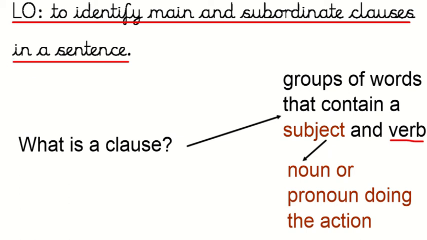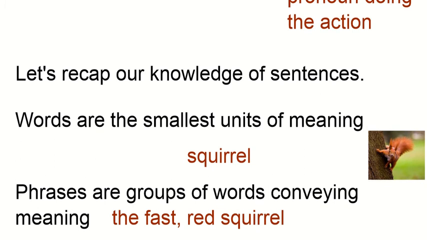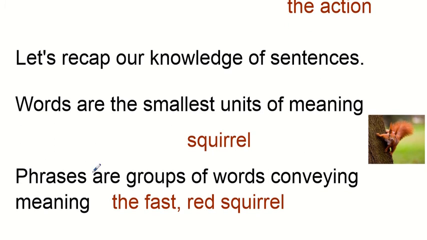Now, to really understand what a clause is, we need to recap our knowledge of sentences. So, if we think about a sentence, words are the smallest units of meaning. So each word in the sentence will have its own meaning. For example, squirrel. Phrases are groups of words conveying a meaning. For example, the fast red squirrel. Squirrel was one word with a meaning. By adding groups of words, fast red squirrel, we've conveyed a different meaning. We've built upon the meaning of squirrel.